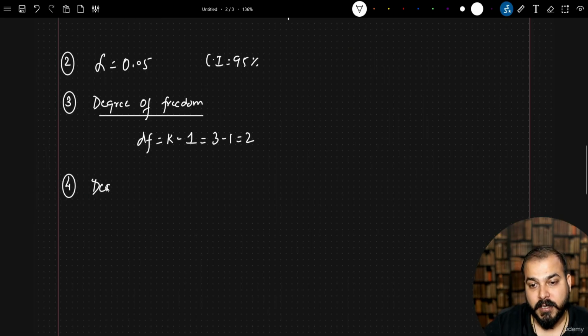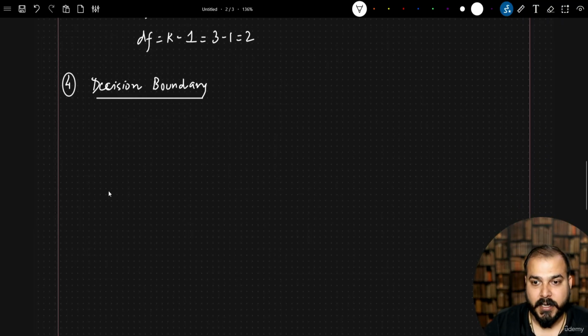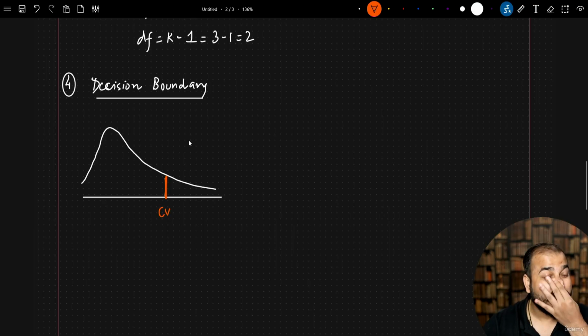Now see guys, in Z test and T test, whatever things we used, we specifically use a symmetrical distribution. But in the case of chi-square test, we don't have a symmetrical distribution. Instead, our distribution will look something like this. Now we need to find one critical value, based on my significance level. So this will be 0.05 and this will be 95% confidence interval.